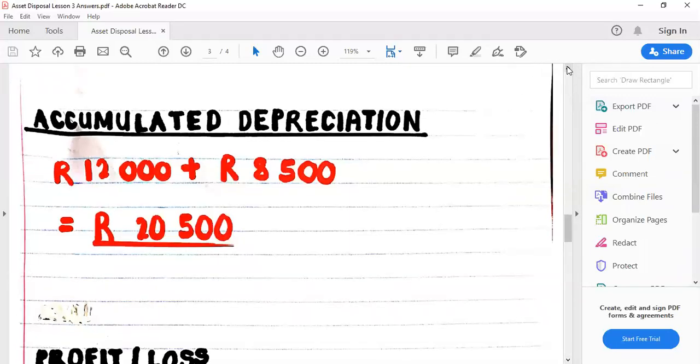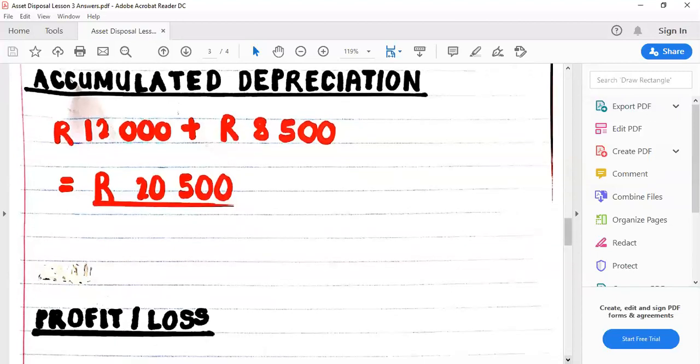So now we'll go to the last step, which is the profit or the loss. Okay. So to work out the profit or the loss, we have to find out the carrying value, and then we'll compare that with the selling price. So how do we work out the carrying value? The carrying value, remember, is the cost price less the accumulated depreciation.